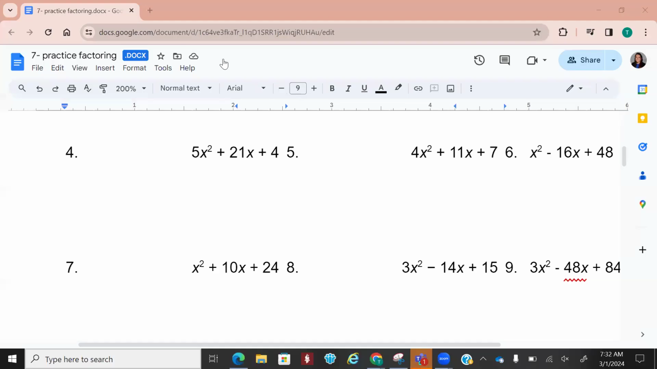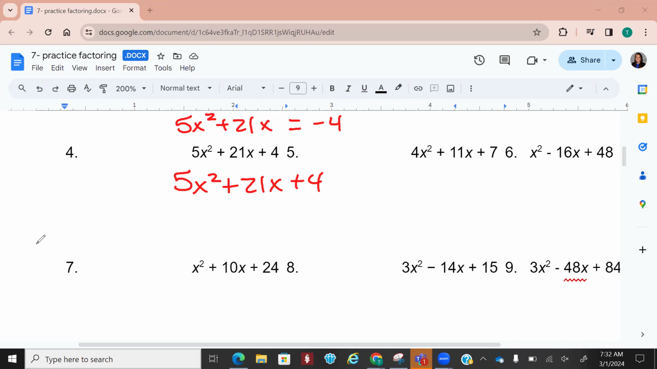If I had number 4 written like this instead, what do I need to do first? If number 4 was written like this instead, move the 4 over. So this is going to be 5x squared plus 21x plus 4. And now we would do the quadratic formula, right?